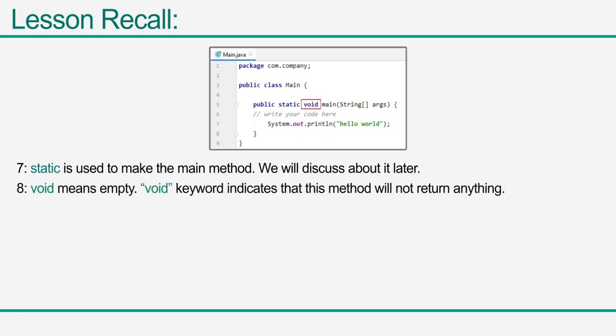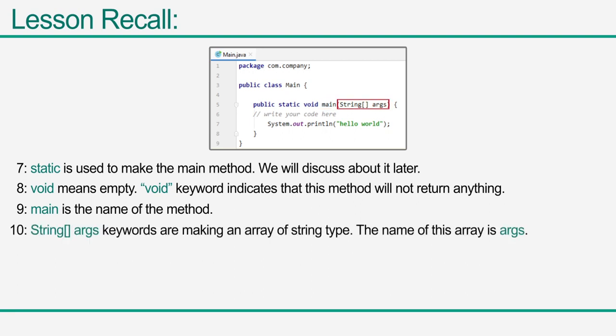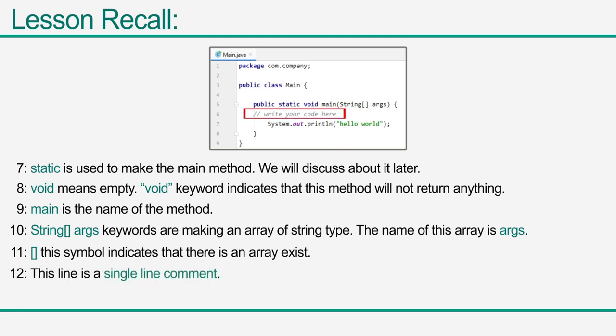Number 8. Void means empty. The void keyword indicates that this method will not return anything. Number 9. Main is the name of the method. Number 10. String and args keywords are making an array of string type. The name of this array is args. Number 11. This symbol indicates that there is an array. Number 12. This line is a single line comment.